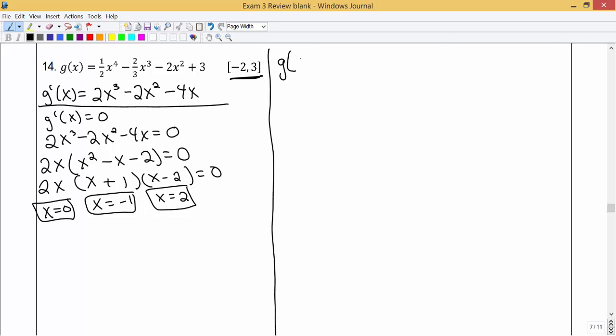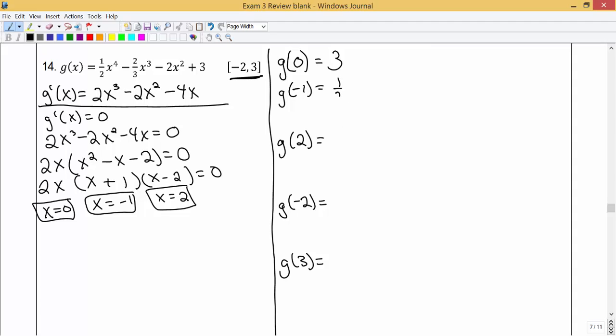Alright, then we're going to find g of 0. We're going to find g of -1. We're going to find g of 2. We're going to compare all of those relative maxes and mins, see which one's the absolute. Then we're also going to compare the endpoints as well. So g of -2 and g of 3. So g of 0, if we put 0 in place of x, we're going to get 3. Just be left with a constant term.